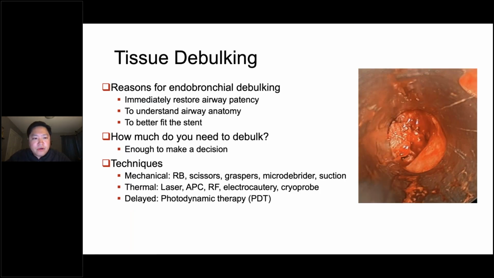Tissue debulking. This is another thing that goes hand in hand with intervening on central airway obstruction, because you're going to see some type of endobronchial disease if they're that severe, and if it's from a malignant etiology. So the main point is to restore airway patency. You want to understand the airway anatomy, because a lot of times the mass and a lot of the mucosal involvement will make the anatomy look very abnormal. So when you see cavities and holes, you don't assume that that's an airway.